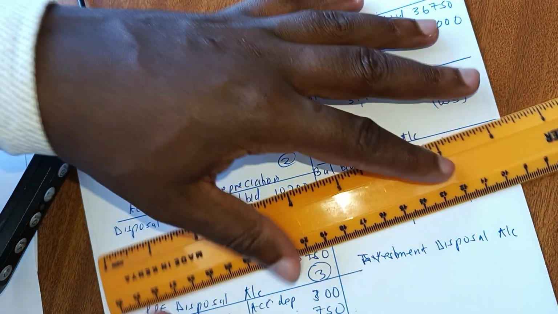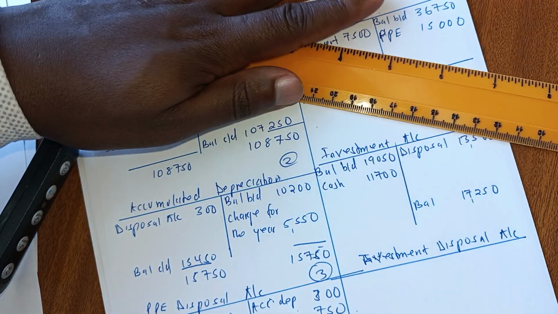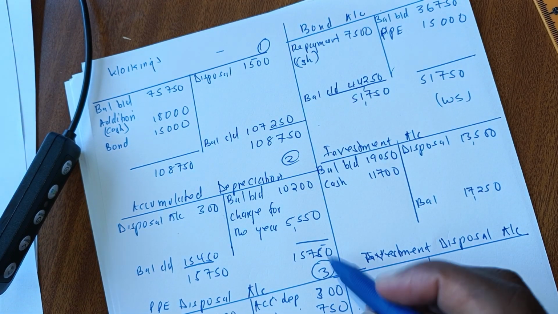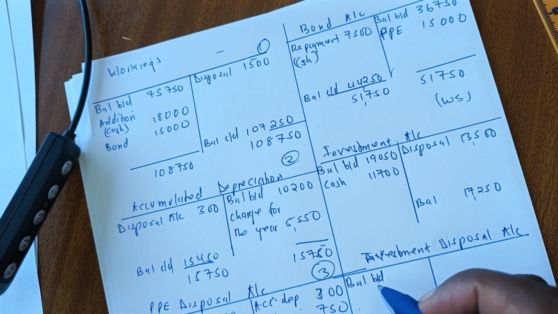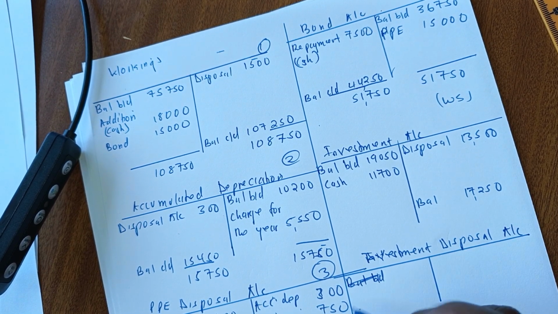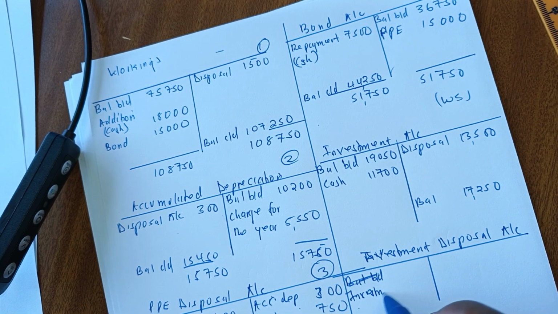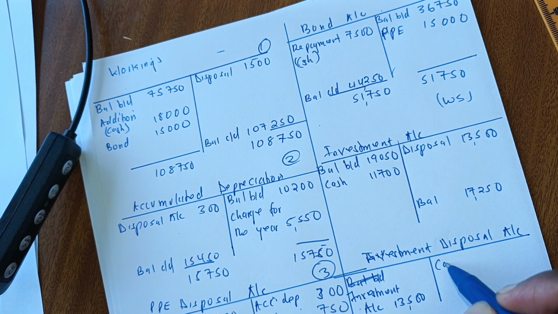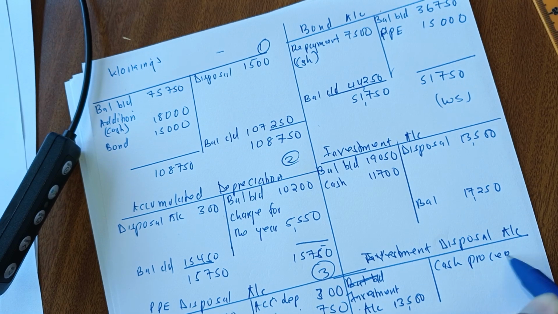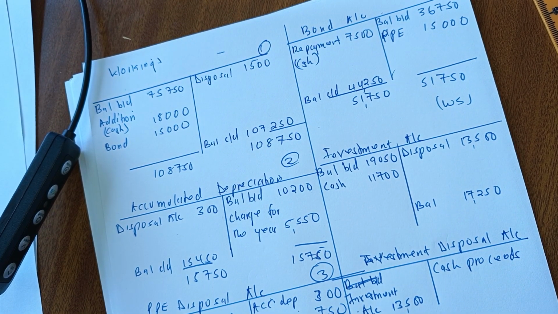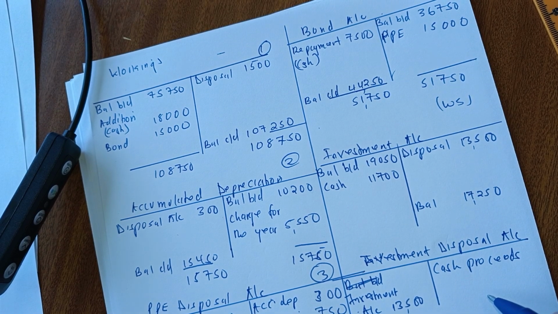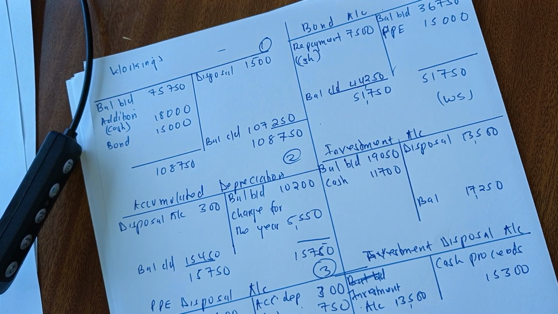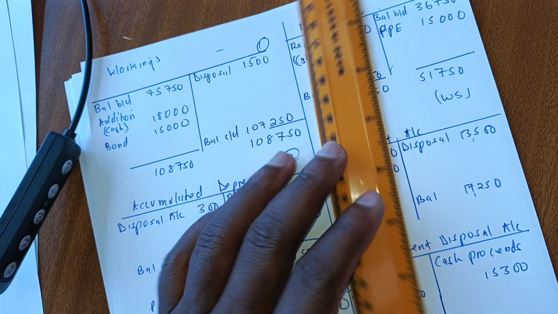Investment disposal account. Of course, if it's a T account, it's going to have a balance brought down. Okay, not balance brought down, but let's just read disposal, which is the investment account, which was 13,500. And then the cash proceeds from sale of that investment was 15,300. So let's look at whether there was gain or loss on this disposal.